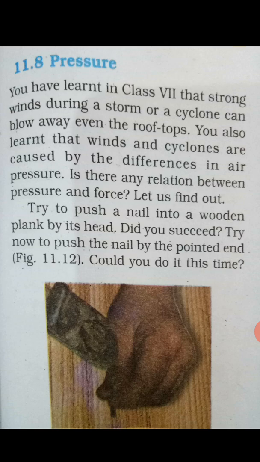And another thing, during the cutting of vegetables, you know that the edge of the knife should be sharp. With a blunt knife, it is difficult to cut the vegetables. Here, see the blunt knife and the sharpened one. The area of the edge of the blunt one is more and the sharpened one is less. Same way in the nail, the head portion area is more and the pointed portion area is less.